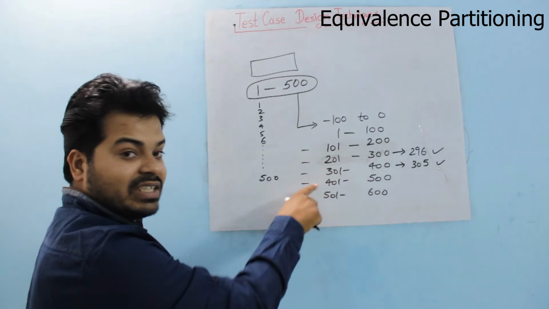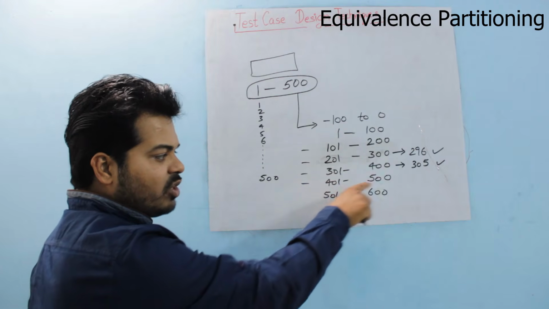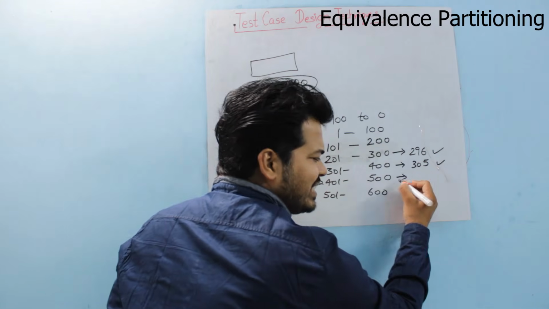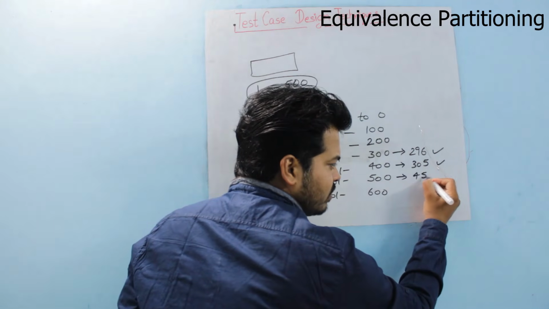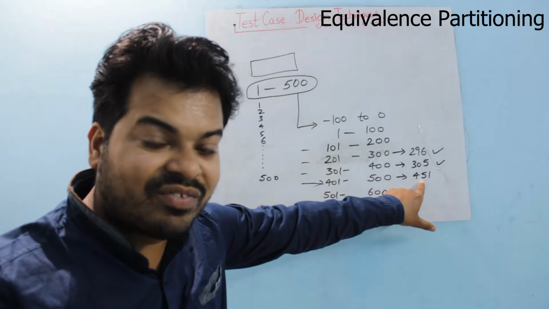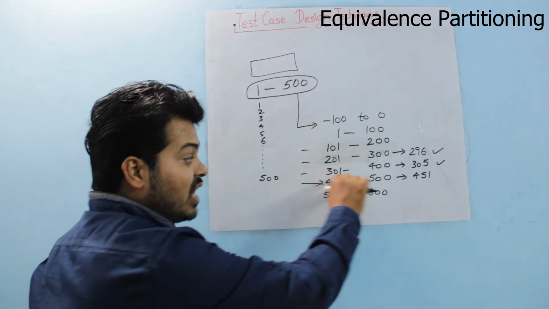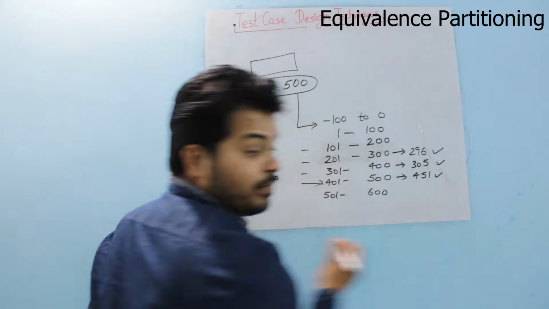Now I will test any digit from 401 to 500. You will test this class, let's say you will test for 451. When you tested for 451, it accepted. That means the whole set of values in this class is pass.